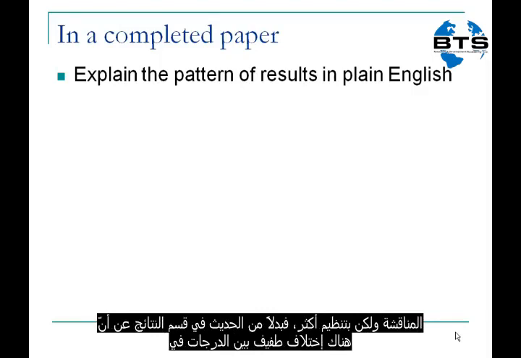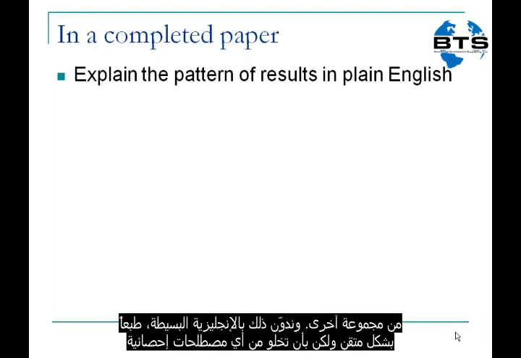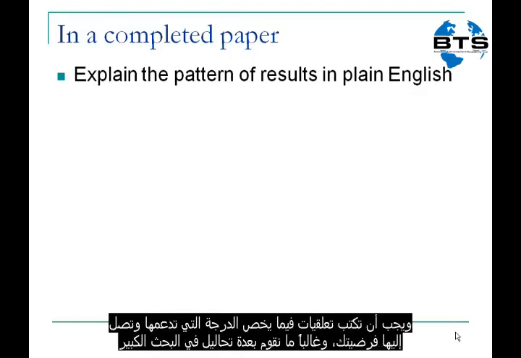So instead of saying there was a mean difference in scores on the BDI, in the discussion you say one group reported being less depressed than the other group, or there was less depression noted in this group than that group. So plain English. Still professional language, but not any kind of statistical jargon in the discussion section.